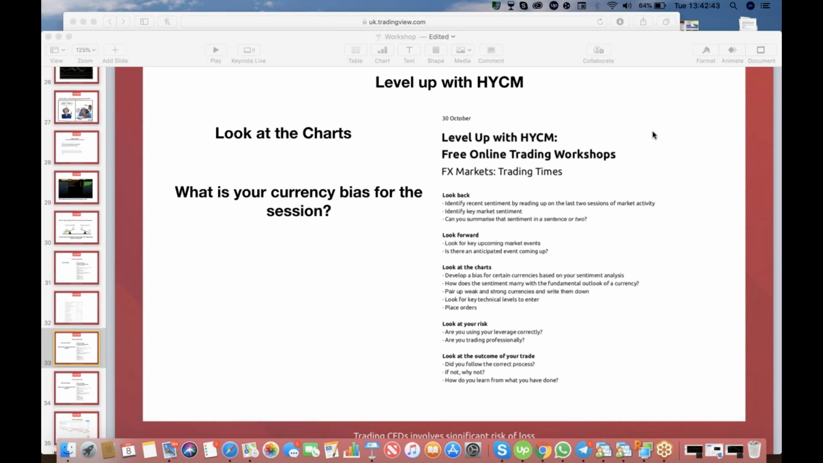Chibivan, US dollar CAD. Yeah, a US dollar CAD sell makes sense as well. The only thing for us to be aware of now is some looking forward. So of course we want to look forward before we go to the charts.